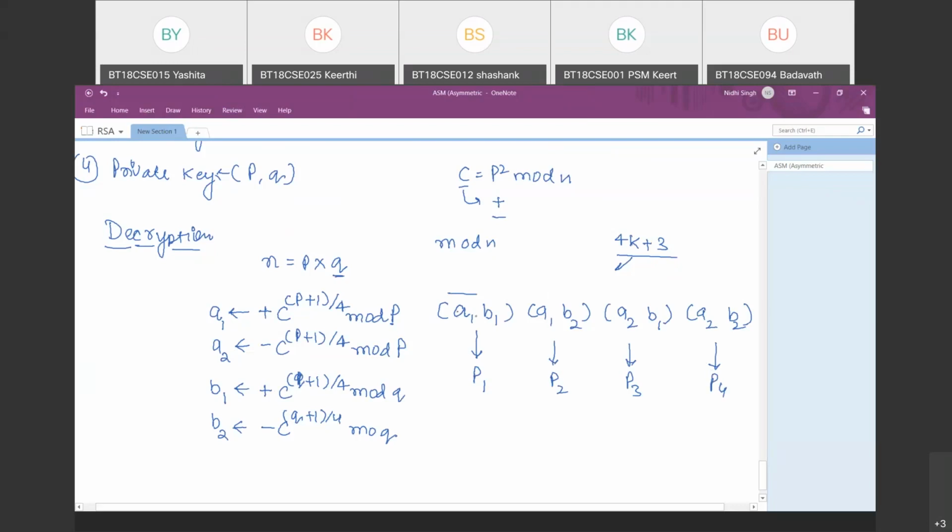Two equations will come from a1 and b1, and we have to apply the Chinese remainder theorem on them. Then after applying the Chinese remainder theorem, you will get the P1 value. By the same procedure you have to find out the P1, P2, P3 and P4 values. Out of these P1, P2, P3 and P4 values, only one will be correct. So Bob has to do the hit and trial procedure over there. Sometimes he will get the wrong choice, sometimes he will select the accurate choice.